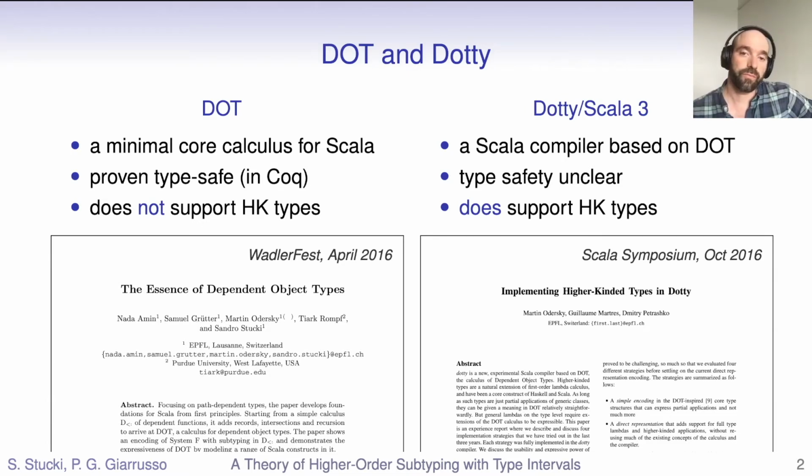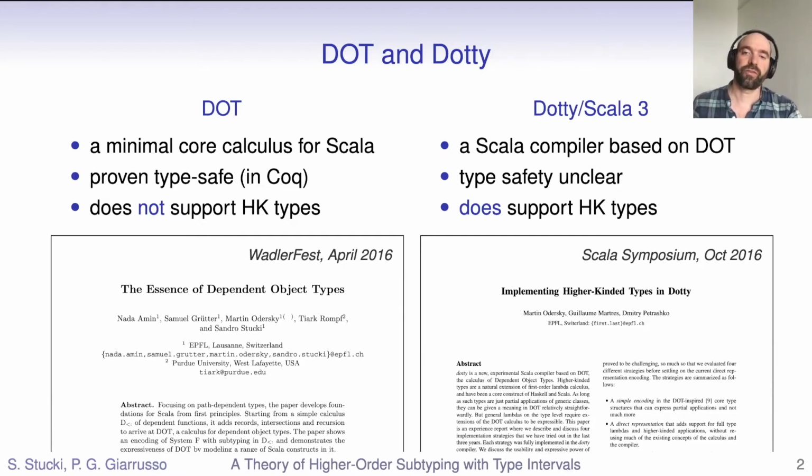So only a few months after the proof of type safety for Dot had been published, Martin and the other core developers of the Dotty team published an experience report where they outlined different ways in which they had tried to encode hierarchical types into Dot. None of them had worked. In the end, they were forced to add back hierarchical types into Dotty. And there was again a gap between theory and practice. In this paper, we address this gap and propose a rigorous theory of hierarchical types in Scala.